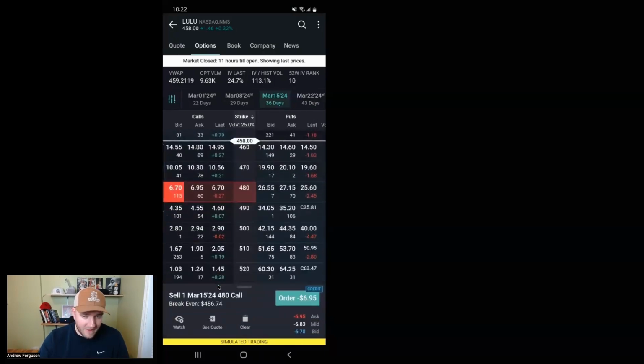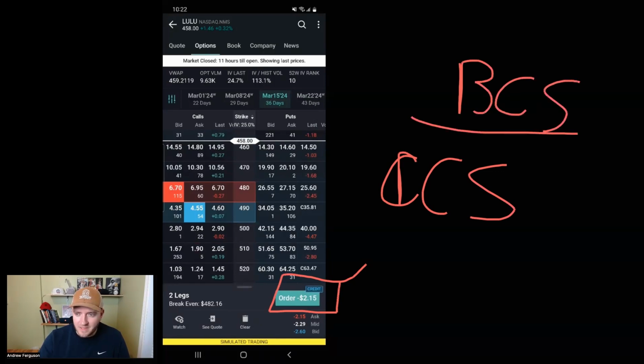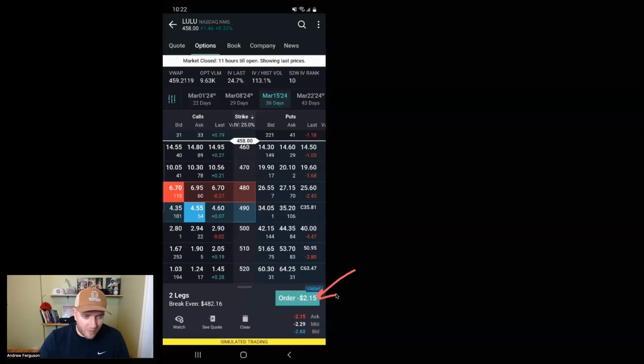And then we also have to buy the other downside protection on that. So we've got to go 490 and do it that way. And again, you'd see this credit coming down here. As long as it says credit, you know you're doing a call credit spread, CCS, or a bear call spread, BCS. Those are the two acronyms that would go with it. But you're getting a credit, you're doing a credit spread, you want to get paid. That's what we're looking at here.